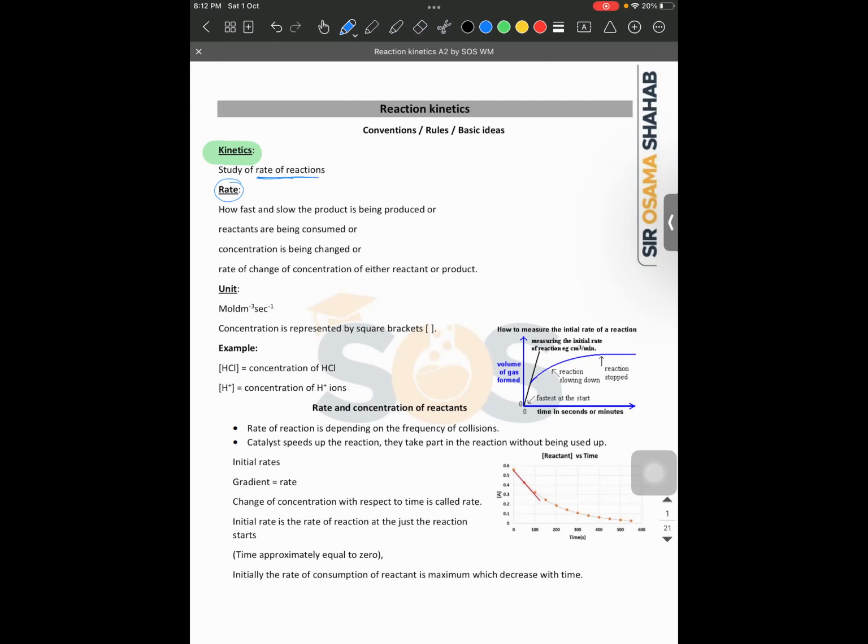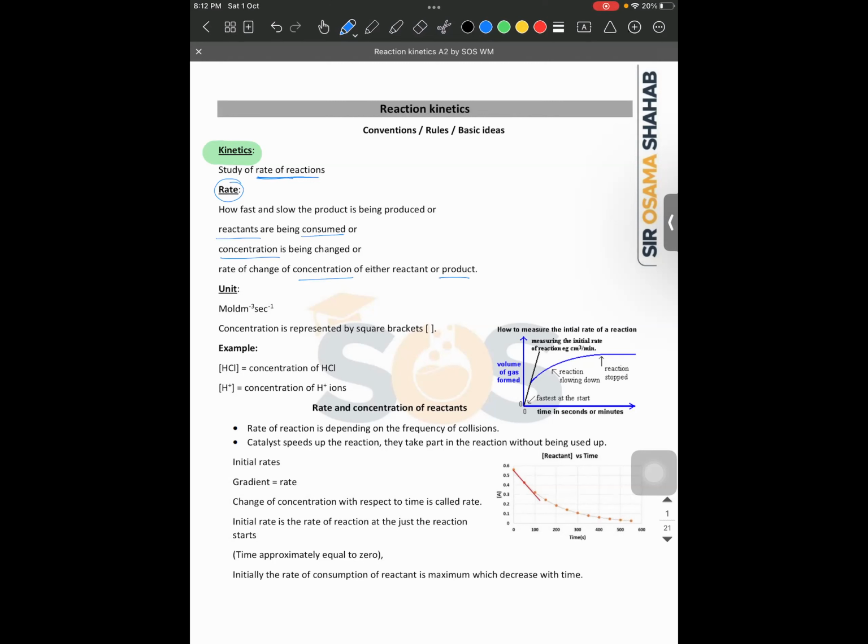And if you want to find this out, you can find it out by the time in which the reactant is going to be consumed, or the change in concentration of reactant or product, or the concentration of product, or you can even find it out by the measurement of product with respect to time. So these are the things by which you can find out the rate of reaction.